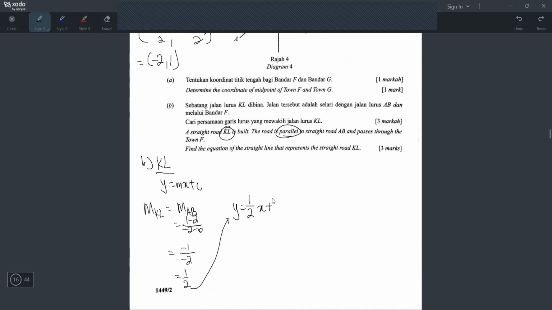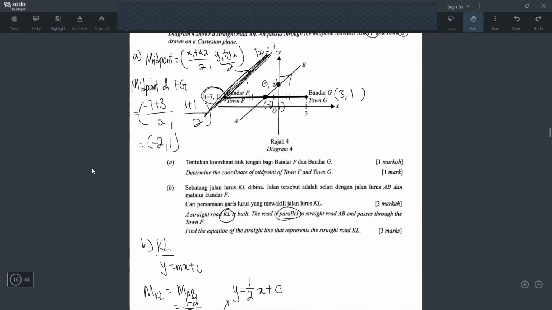Did you realize if you want to find c, all you need is the x and the y? Because when you have the x and y, then you can find your c, right? But the x, y, you have to substitute with a point that passes through. You can only substitute the x and y with a point that passes through, which is -7 in this case, right? Because I'm finding the equation of this line, the KL line.